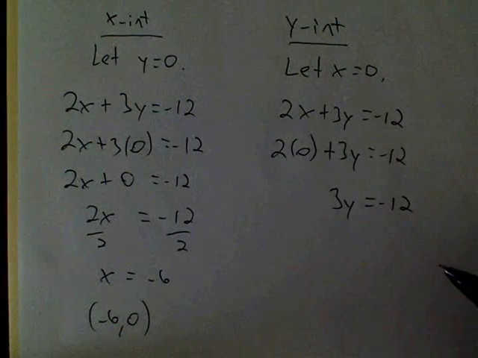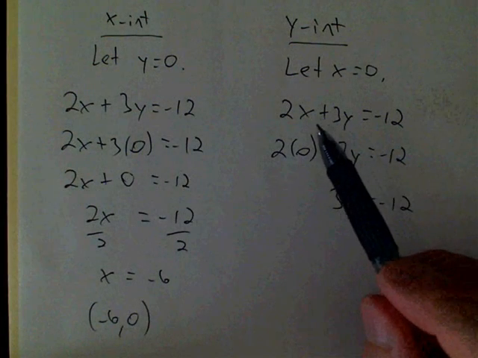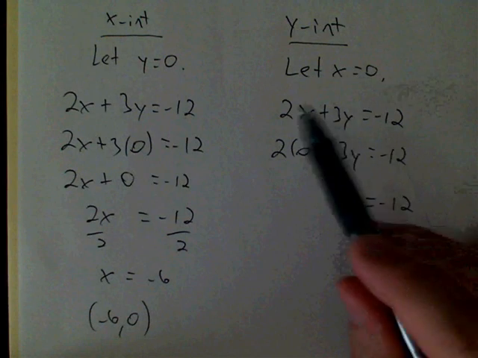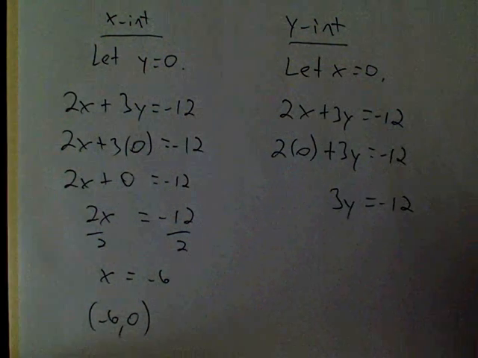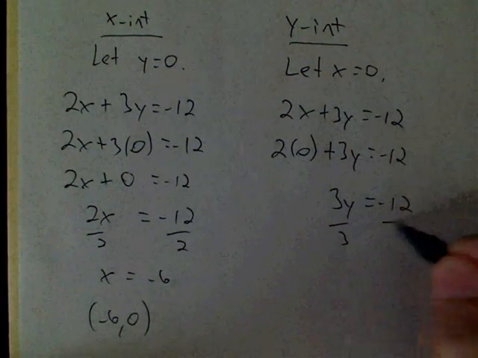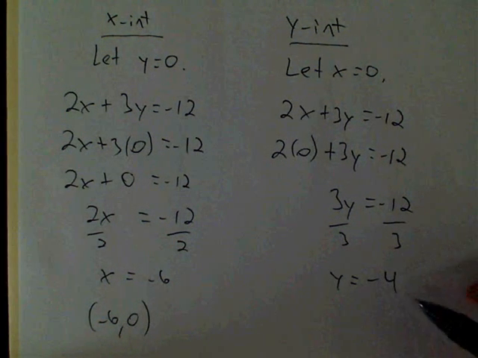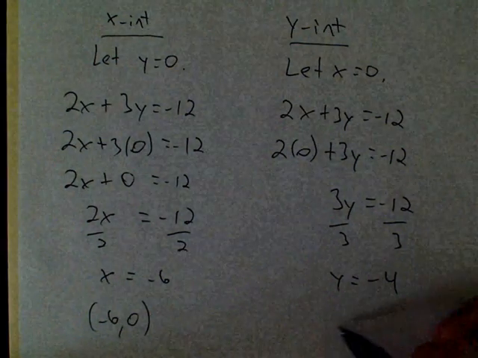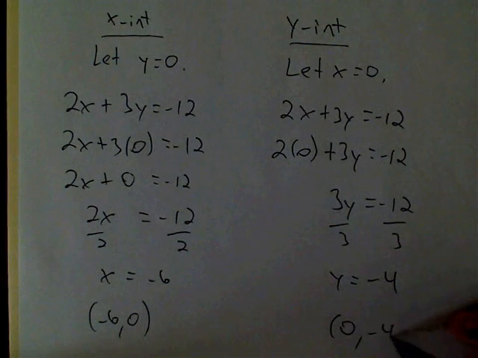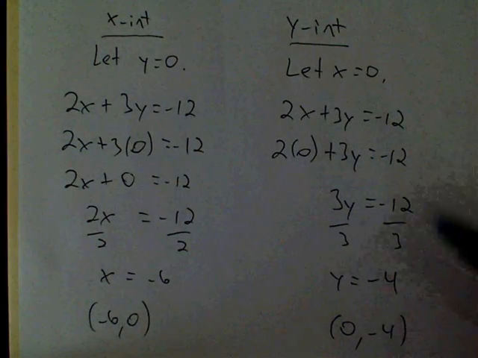Essentially what you're doing is replacing the 0 for the x and for the y to get rid of all those x terms and get rid of all those y terms. So we have an equation solving for only one variable. In this case, it's y, which equals -4. So that point is 0, -4 because the y value was -4 when we let x be 0.